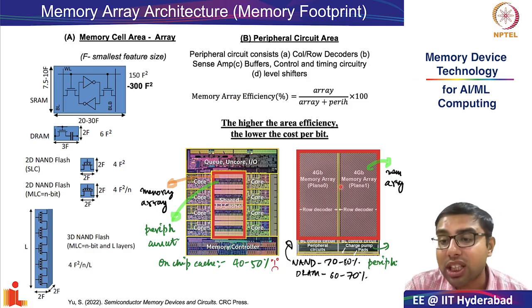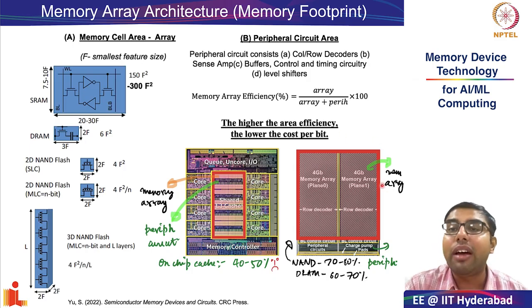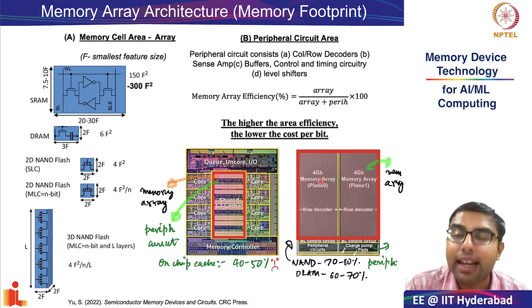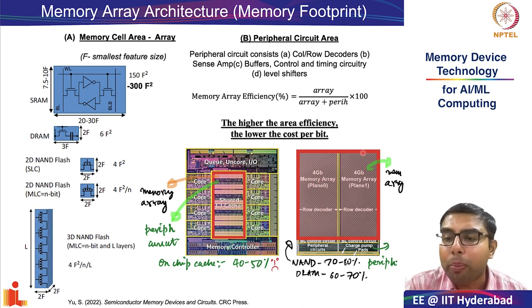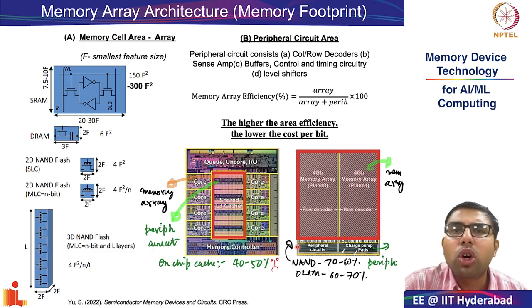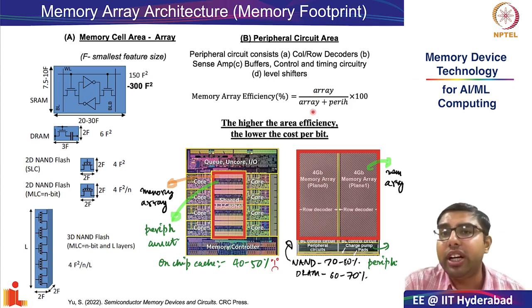However, that is not the case when you go to DRAM or NAND flash. On the right hand side, I have indicated the memory array for a NAND flash. As you can see, the 4 GB NAND flash occupies quite a large amount of area, and the peripheral circuitry is a small fraction, roughly 20 or 30% of the total area. In NAND flash, the area efficiency is roughly 70 to 80%, and in DRAM, it is roughly 60 to 70%.